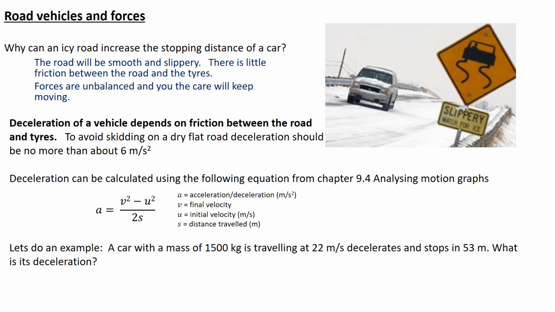And let's go through a worked example. So, car with a mass of 1,500 kilograms. Car's mass doesn't change during its journey. Okay. It's travelling at 22 meters per second. It then stops at 50 meters. What is its deceleration? So, you then do 0 squared minus 22 squared divided by 2 times 50. Gives me 4.6 meters per second squared.